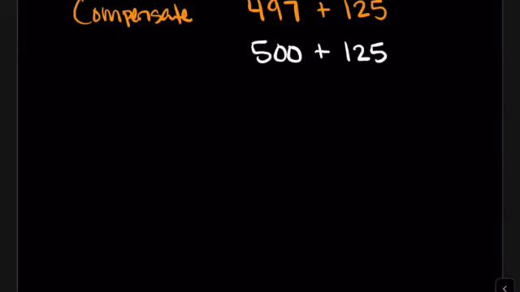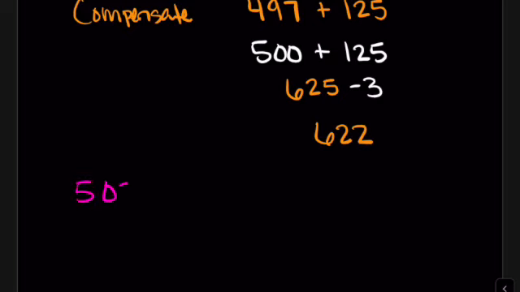500 plus 100 is 600, and then we have the 25. What I did is I added 3 to this amount, and so I need to compensate for that. I need to now take that 3 away because I added too much. So now I need to take away that 3. And I end up with 622.